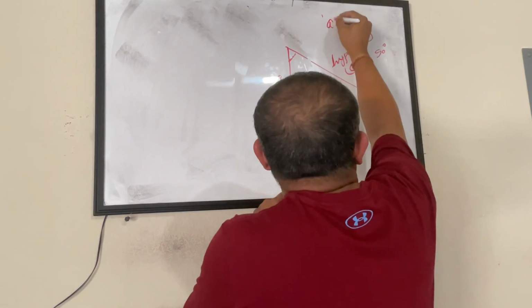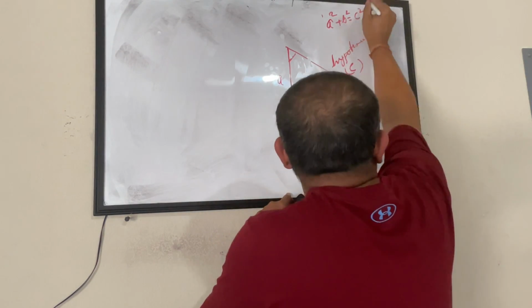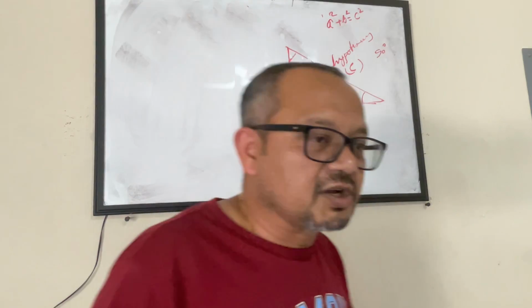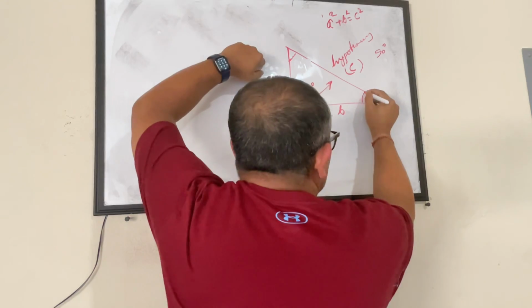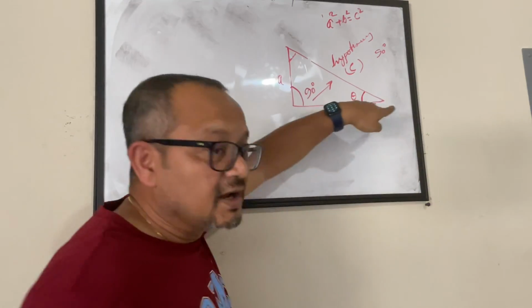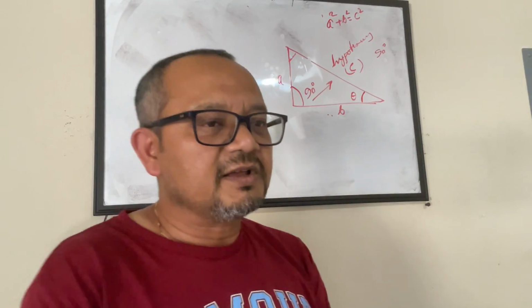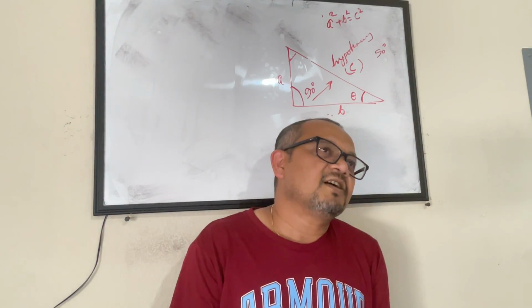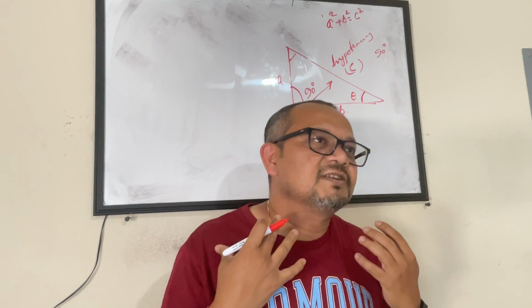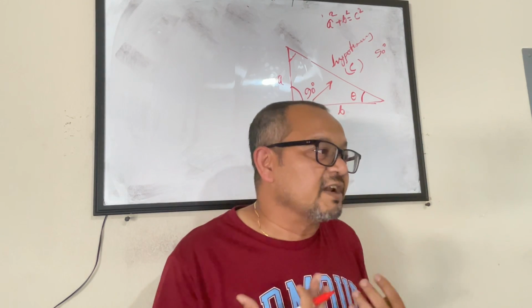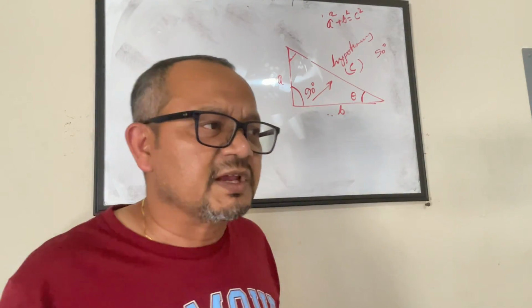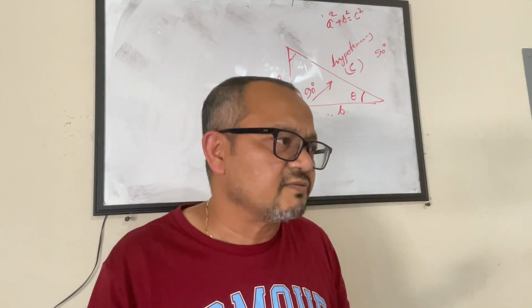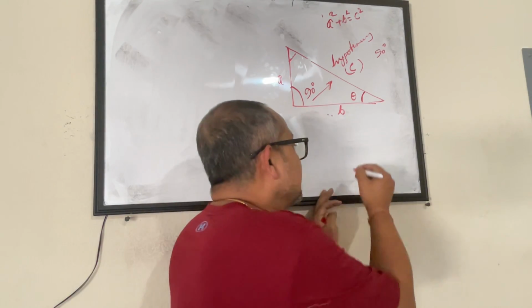I'm just writing it down: a squared plus b squared equals c squared. Now let's look at trigonometry. What trigonometry says. Let's say this is an angle which I don't know the value of. I'll use a variable. A variable is always my savior in the situation when I don't know something. If I don't know something, I'll just use a variable. I can use A, B, C, alpha, beta, gamma, theta, whatever I like.